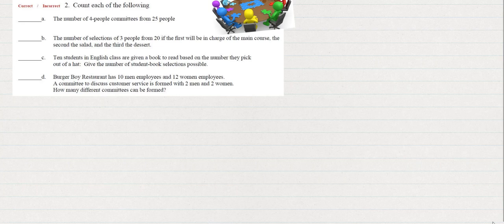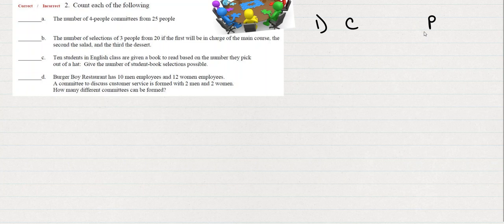Count each of the following: the number of 4-people committees, the number of selections of 3 people from 20, 10 students in English have a book and they pick out of the hat how many different student book selections are possible, and then the Burger Boy restaurant with employees. We want to know how many different committees can be formed. Well, for each of these, here's the first step. The first step is to determine, is it a combination or is it a permutation?